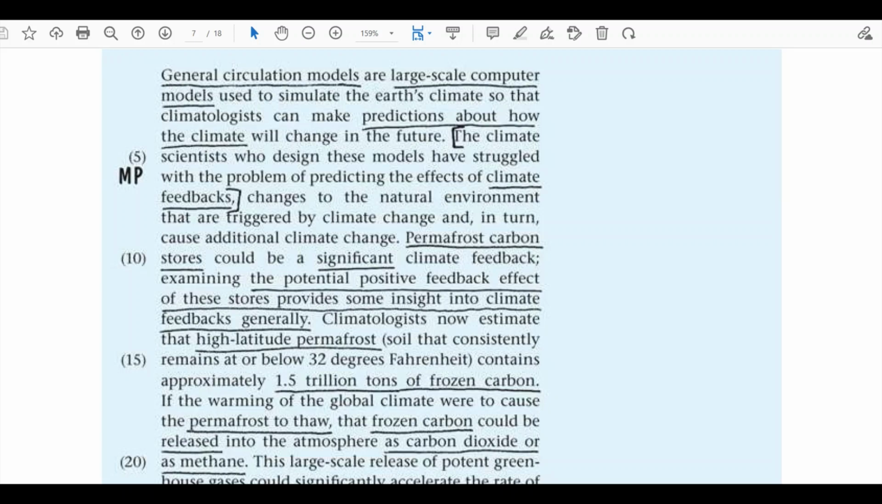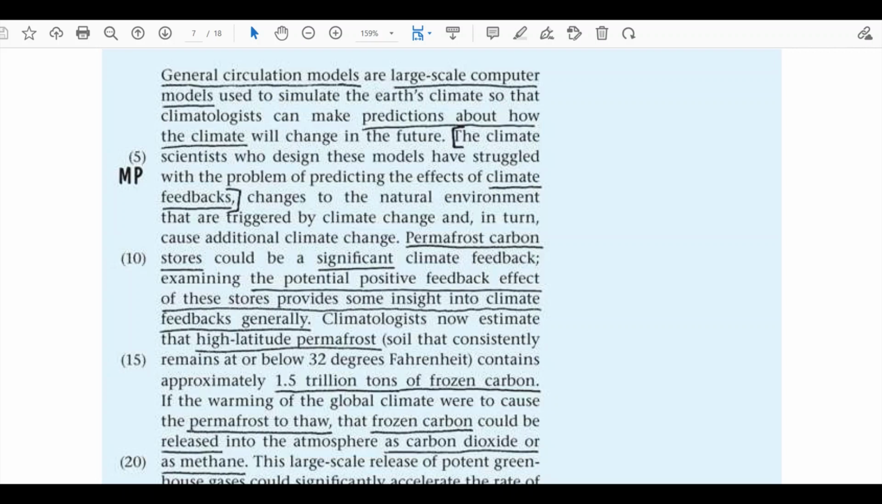Next, our reading comprehension lesson and the passage. General circulation models are large-scale computer models used to simulate the Earth's climate so that climatologists can make predictions about how the climate will change in the future. The climate scientists who designed these models have struggled with the problem of predicting the effects of climate feedback, changes to the natural environment which are triggered by climate change and in return cause additional climate change.